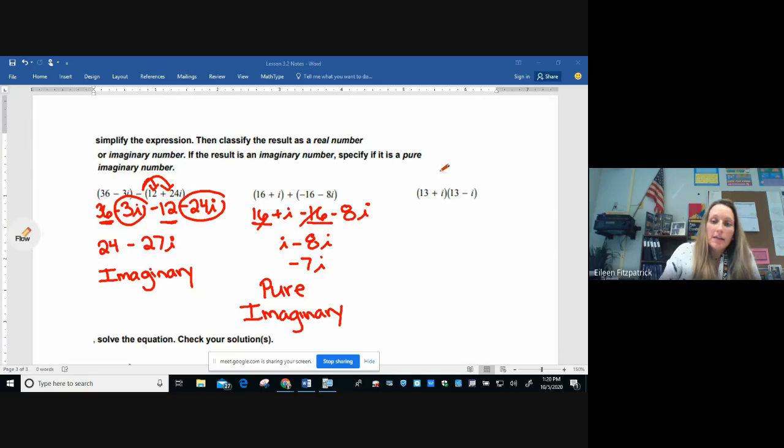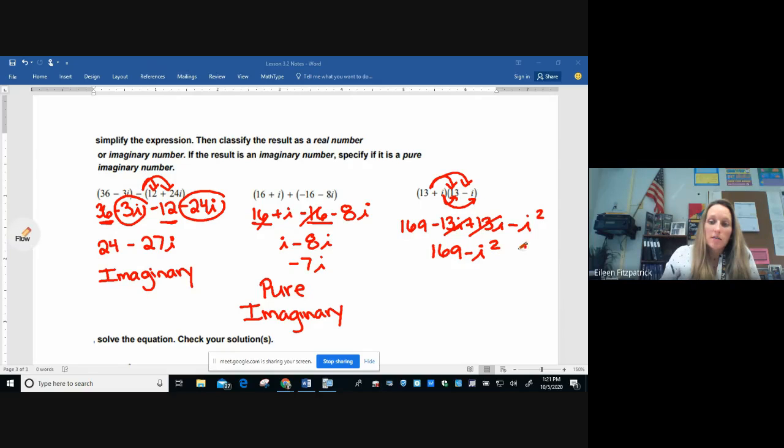And finally here, we're distributing. Notice there's no plus or minus in between, so that means I have to FOIL. First, outer, inner, last. So 13 times 13 is 169. Then I'll have minus 13i. Then I'll have plus 13i. Then I'll have negative i squared. The middle terms cancel because one's negative, one's positive. So I have 169 minus i squared.